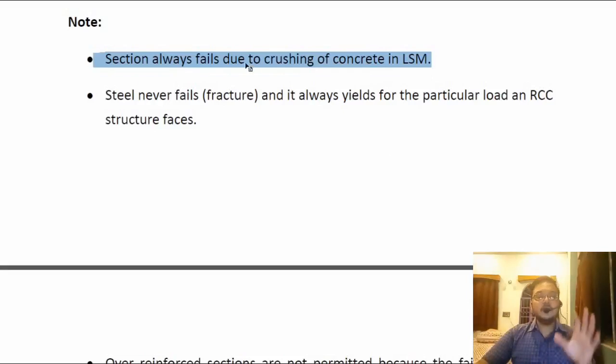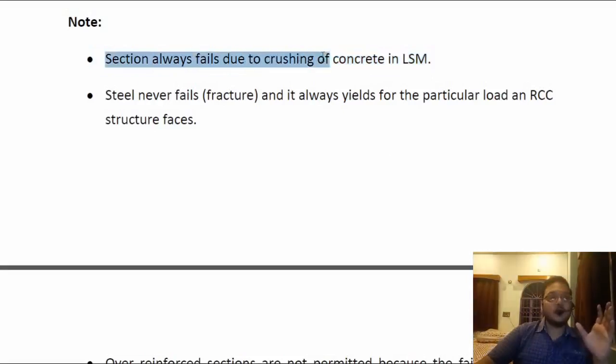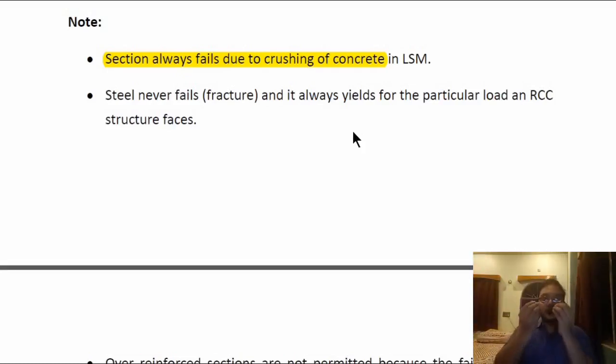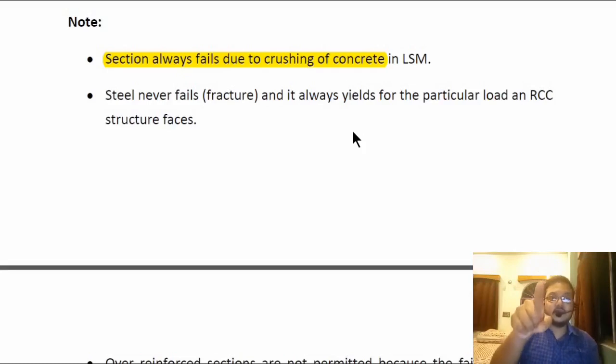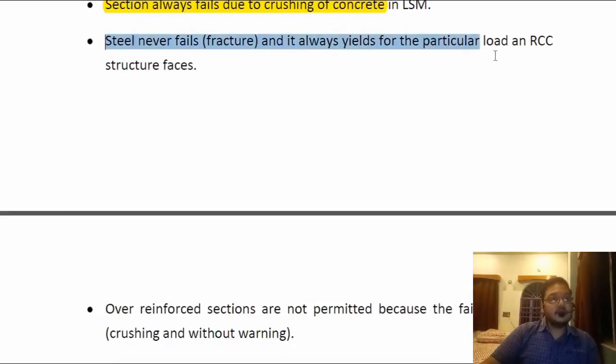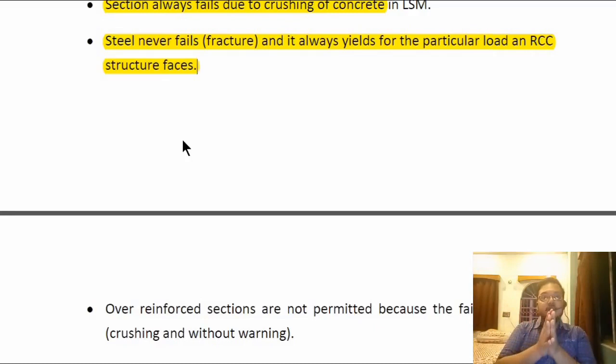So wherever it might be, in LSM or any other method, always remember that a section always fails due to crushing of concrete. Whenever any section fails, it is actually the concrete that is crushing. If the concrete is crushing, you say that yes, this section is a failure, I cannot design it in our practical scenario. Steel never fails by fracture, and it always yields for the particular load on an RCC structure. So you can never say that a steel fails.